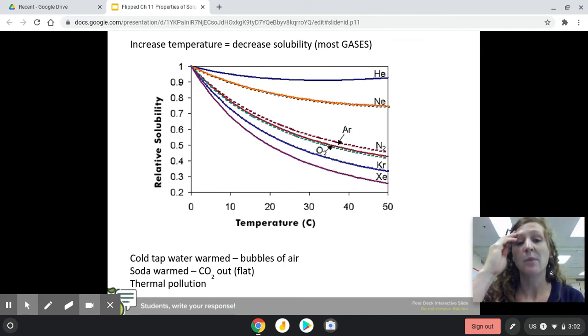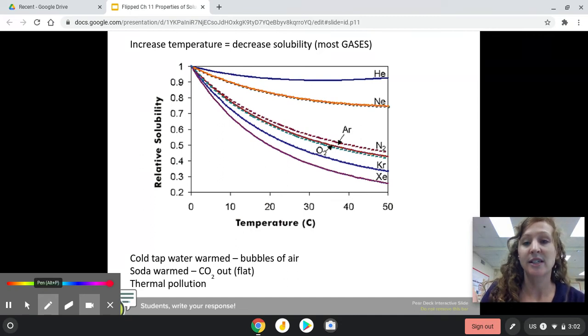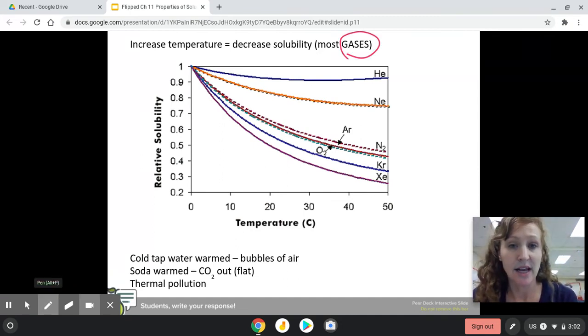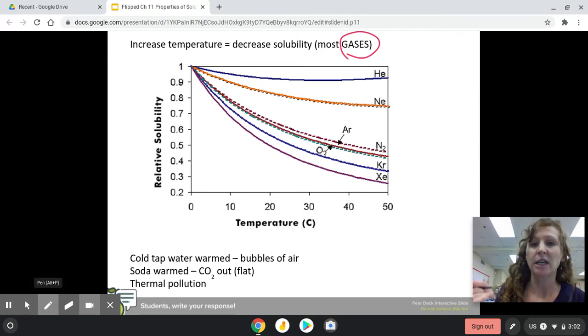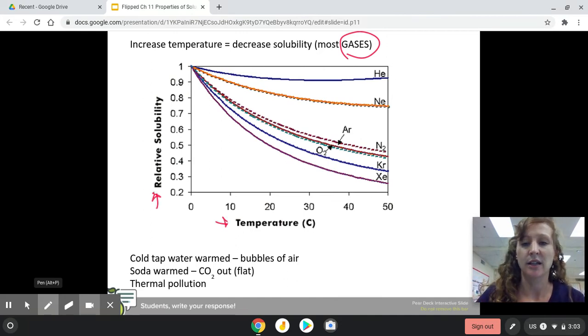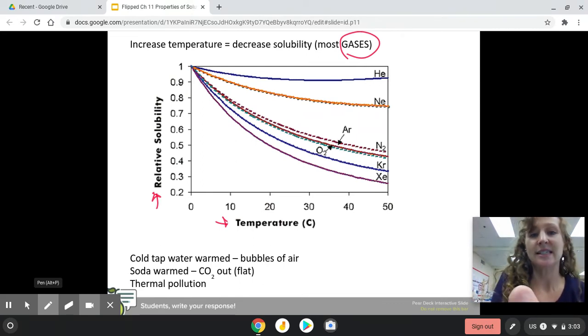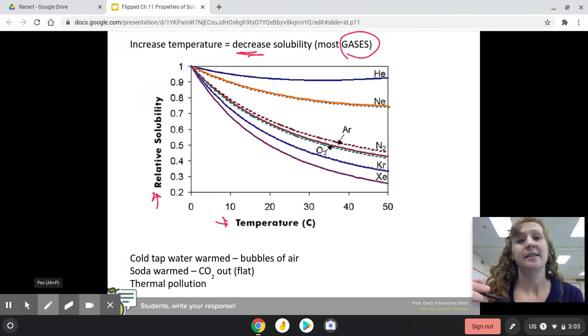Okay, so hopefully you picked up that this graph is describing gases. It's not describing solids like the last one. So it's describing the solubility of gases, and they have a pretty good sample here. So again, the Y is solubility, the X is temperature, just like on the last graph. And then notice also that as temperature increases, solubility of a gas does what? It decreases, right? It's actually the opposite. So as temperature increases, solubility of a salt tends to increase, but solubility of a gas tends to decrease.